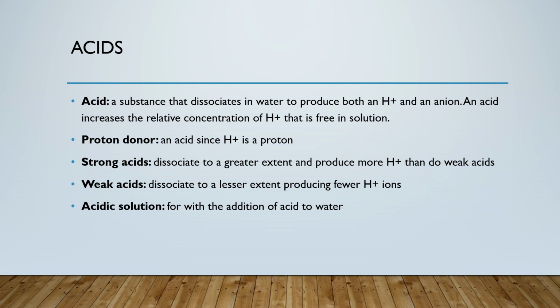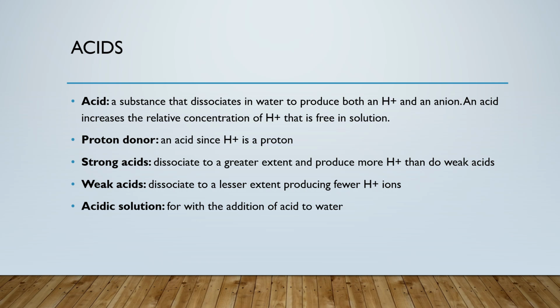Strong acids dissociate completely or nearly completely in water. They produce more hydrogen ions than weak acids. Examples are hydrochloric acid and sulfuric acid. Weak acids dissociate partially in water and produce fewer hydrogen ions compared to strong acids.